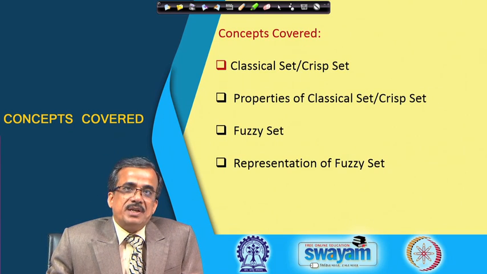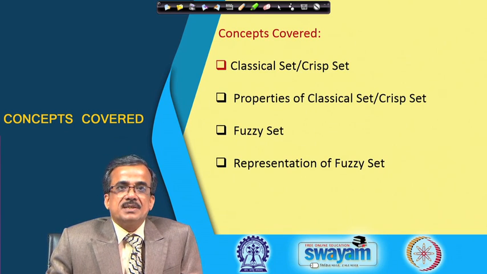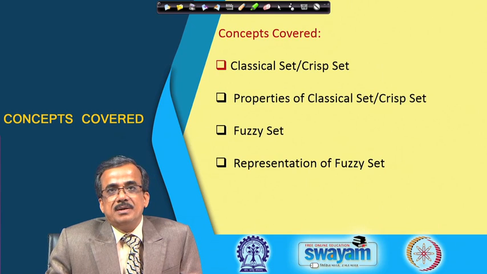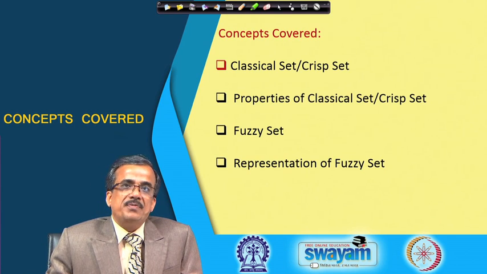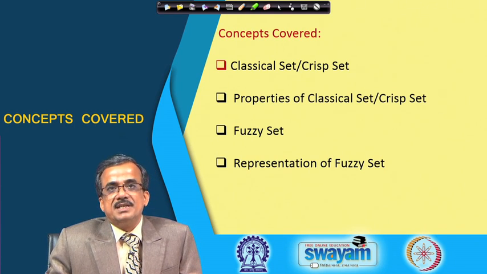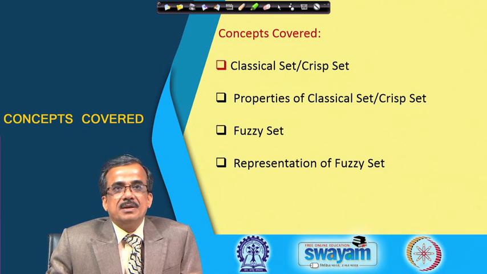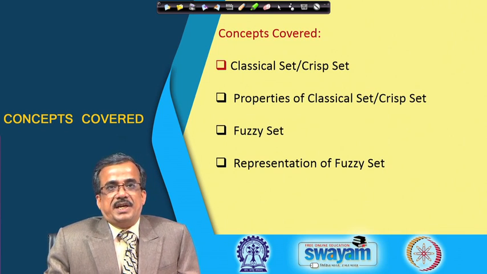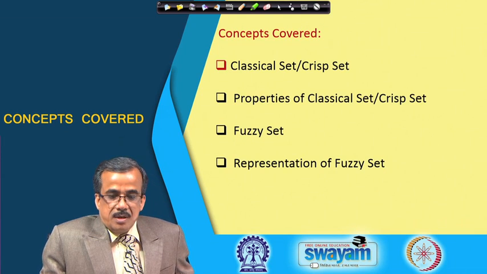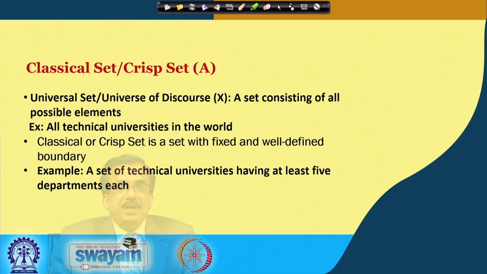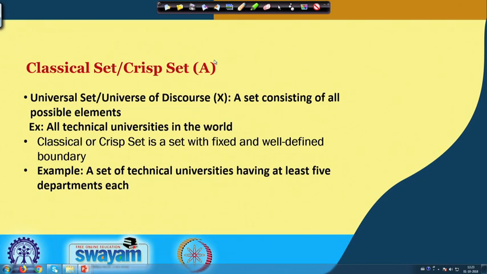Before I start with the concept of fuzzy sets, we will try to explain the reason behind going for fuzzy sets. We will also discuss how to represent a particular fuzzy set. Now, introduction to the classical set or the crisp set, which is denoted by A.